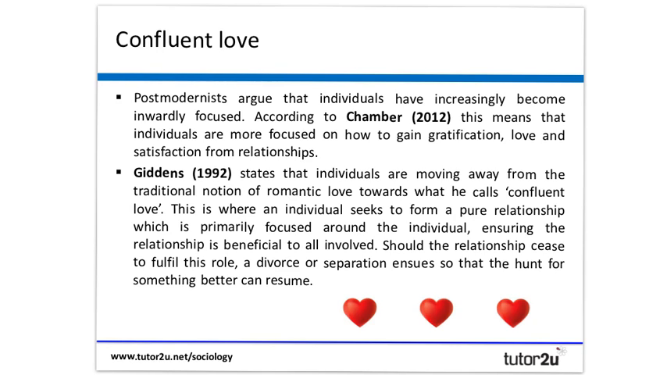Now, Giddens, a postmodernist, states that individuals are moving away from traditional notion of romantic love, by which when we talk about a traditional notion of romantic love, we'll talk about the idea that society has put an expectation on how a relationship should be structured, by which we are rejecting that. We're rejecting how and why we should follow these traditional notions of romantic love. He says that we've started to follow the notion of confluent love. Now, this is a new postmodern type way of showing affection.